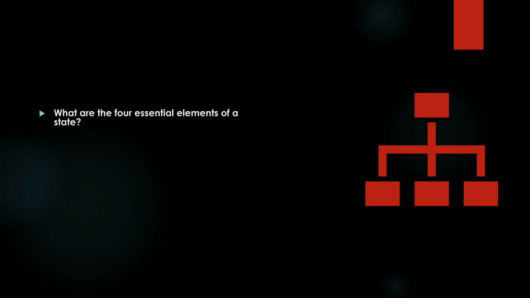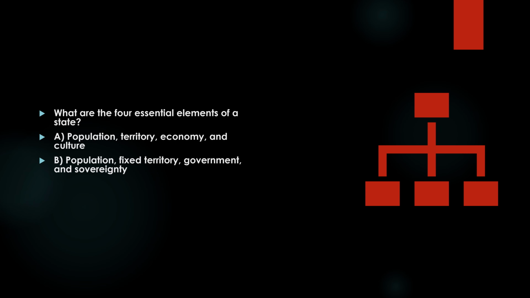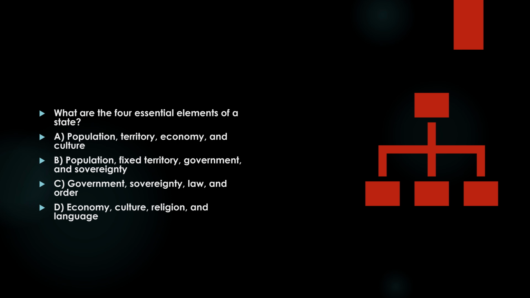What are the four essential elements of a state? Population, territory, economy, and culture. Population, fixed territory, government, and sovereignty. Government, sovereignty, law, and order. Economy, culture, religion, and language. Answer B. Population, fixed territory, government, and sovereignty.